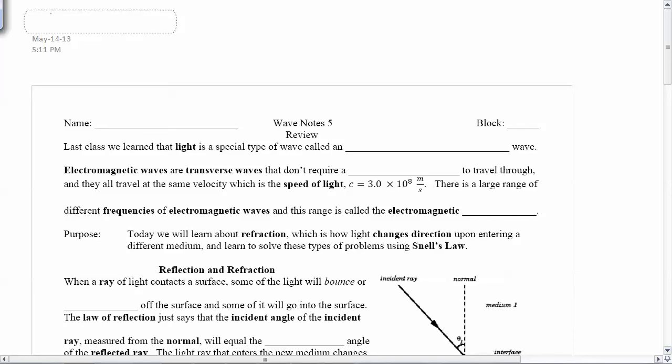So today we're looking at Snell's law and what happens when light goes from one medium into another medium. Last class we learned that light is a special type of wave called an electromagnetic wave because it's made of electricity and magnetism. Electromagnetic waves are transverse waves that don't require a medium to travel through.